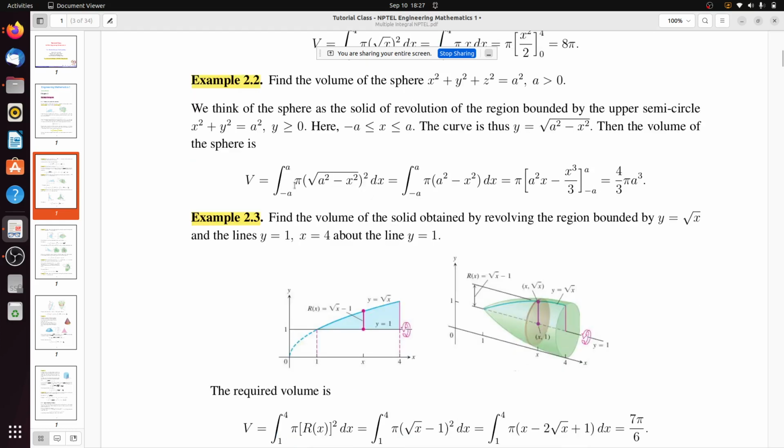So if you just integrate it, you will get that the volume of the sphere is nothing but 4 by 3 pi a cube, the formula which we have learned from our high school, right? This formula we have learned right from our high school, that the volume of a sphere is 4 by 3 pi a cube.